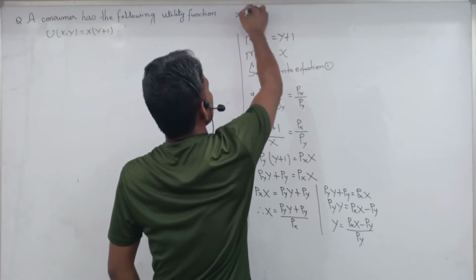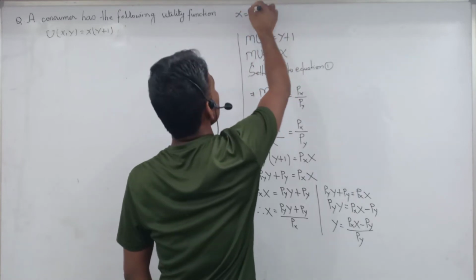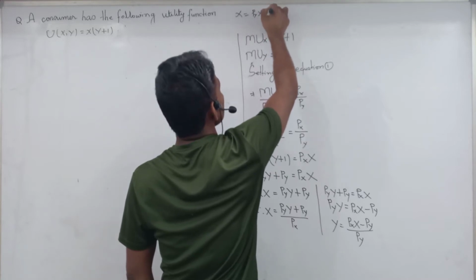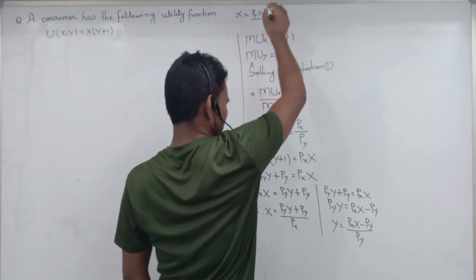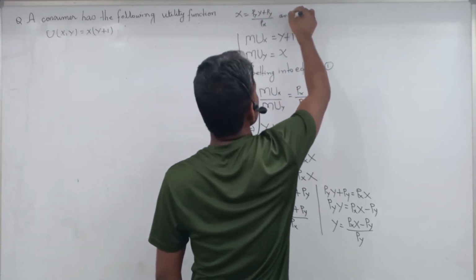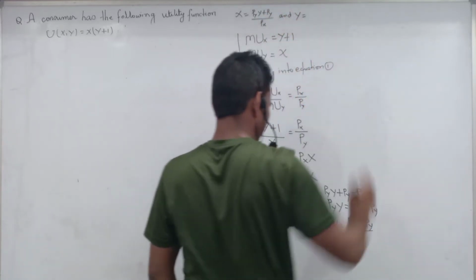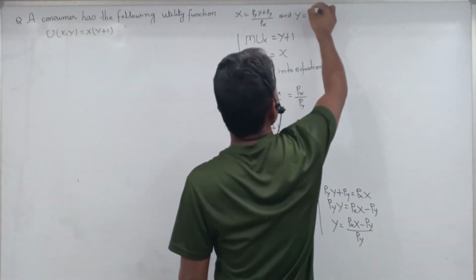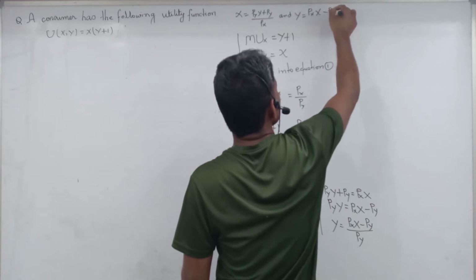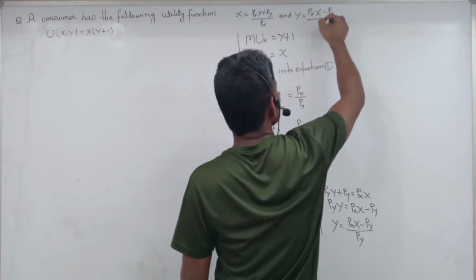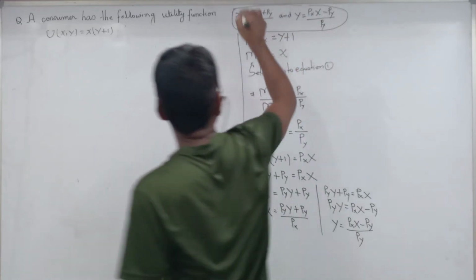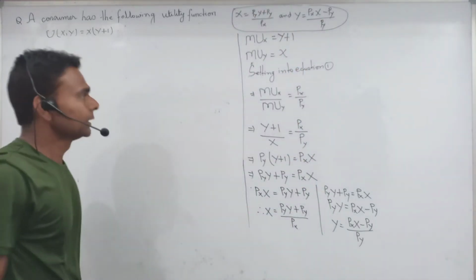x का वैल्यू आपका आया प्राइस ऑफ y टाइम्स y प्लस प्राइस ऑफ y बाय प्राइस ऑफ x, and y equal to price of x times x minus price of y by price of y. This is the value of x and y we got here, derived here.